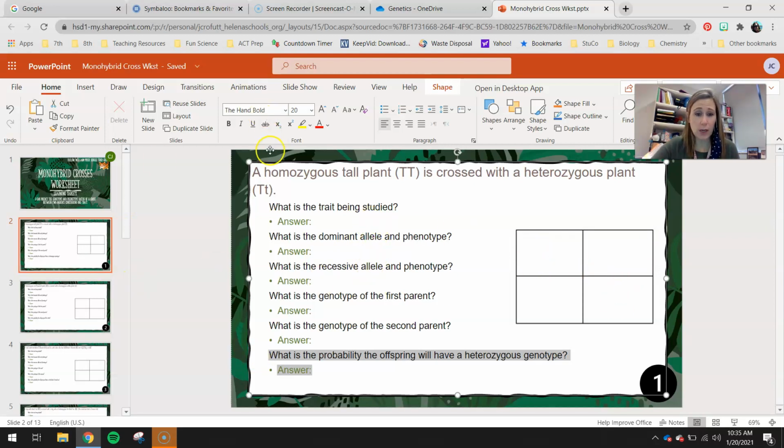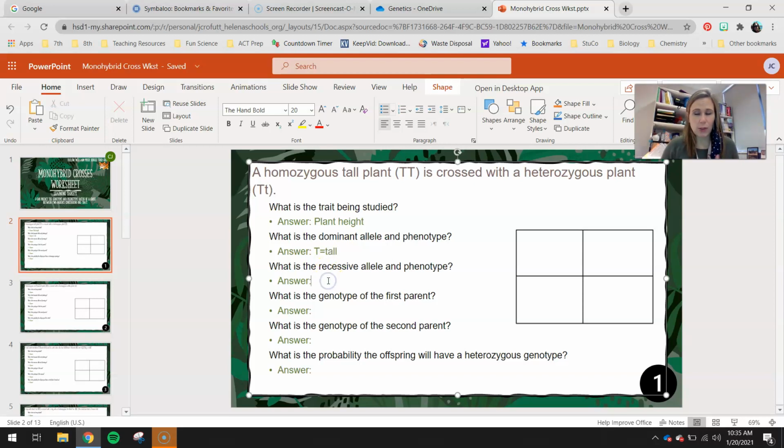All right, so your first one is a homozygous tall plant is crossed with a heterozygous tall plant. So what is the trait being studied? We see we have tall and again tall plants, so obviously we're studying plant height. You could type in there plant height. What is the dominant allele and phenotype? This is similar to what you did yesterday. You're basically making an allele key. So the dominant allele, it looks like we're using the capital T in this instance, and that means tall.